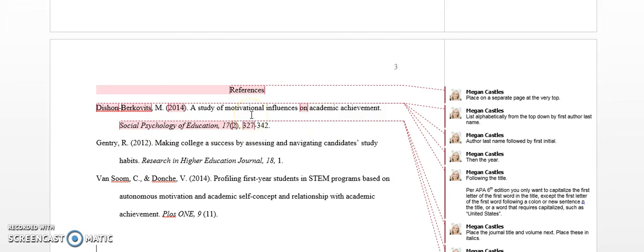Now, per APA 6th edition, you want to make sure that you're only capitalizing in your title the first letter of the first word in the title, except if there is an additional sentence following a colon, then you will capitalize the first letter of that word, or if it's a proper noun such as the United States, where it needs to be capitalized. And here I have them listed double spaced with hanging indents. I do have tips on how to do hanging indents if you look in the DQ forum this week, and make sure that you're double spacing and listing alphabetically. So this way you can see a reference page.